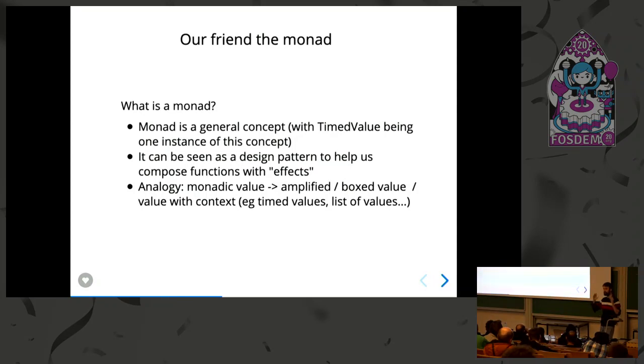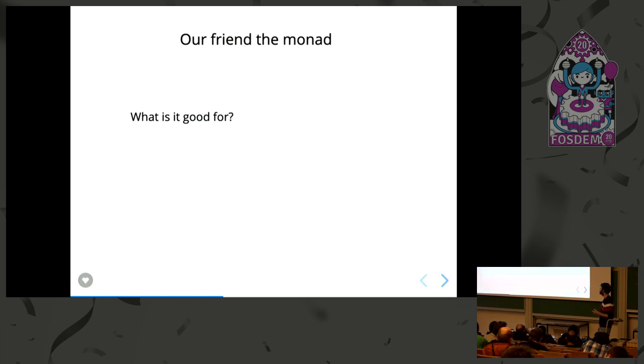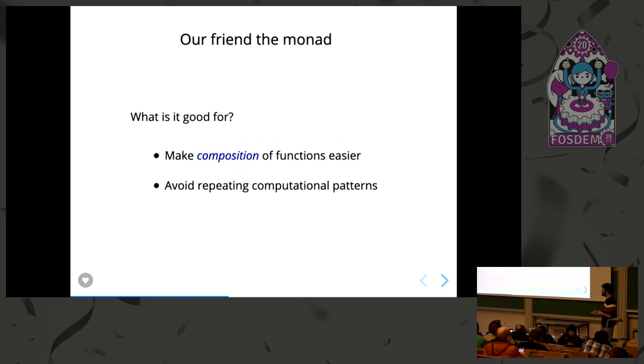There is a useful analogy, which is to say that you have a monad, and you have monadic values. For instance, a plain value is an integer, and the monadic value is a plain value plus time of execution. So it can be useful to see a monadic value as a value plus a context. So what is it good for? It makes composition of functions easier. As we've seen, it made the composition of functions with time measurements easier than before. It avoids repeating computational patterns. And it's particularly useful when you have a pipeline of operations like we had before.